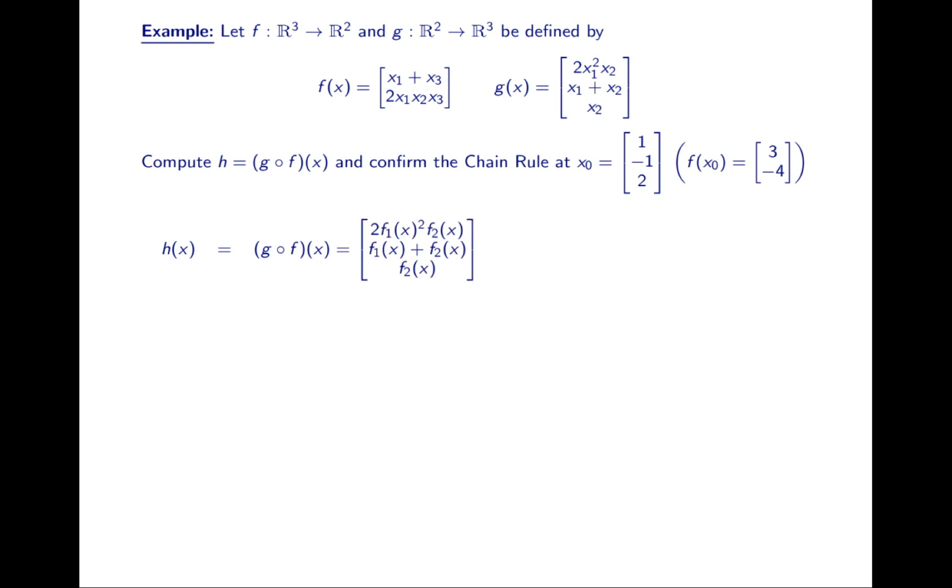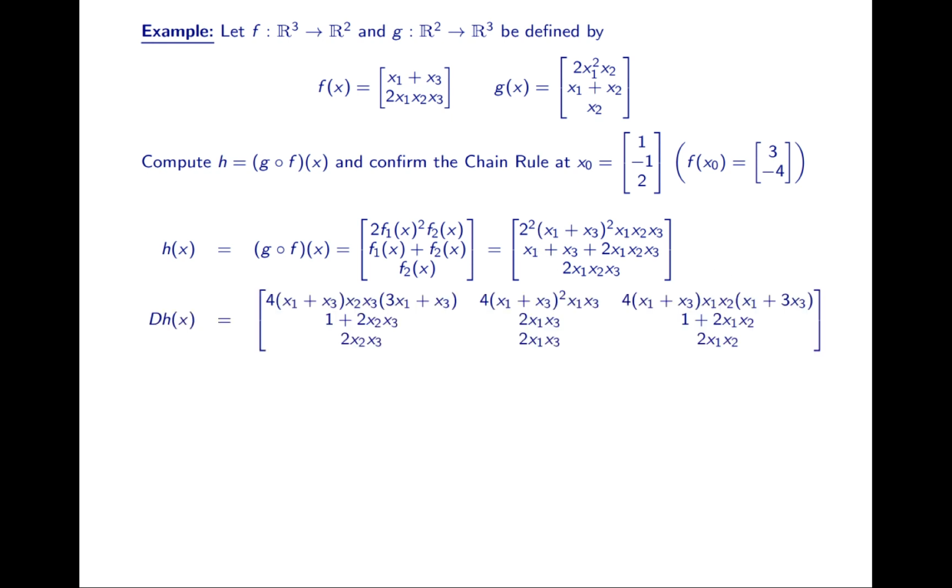So h is the composition, right? So it's g evaluated at f of x. So instead of 2x1 squared, it's 2f1 squared times f2. Instead of x1 plus x2, it's f1 plus f2. Instead of x2 here, it's f2. Because I'm evaluating g not at x, but at f. And if I plug in what f1 is equal to and what f2 is equal to, then I get this expression.